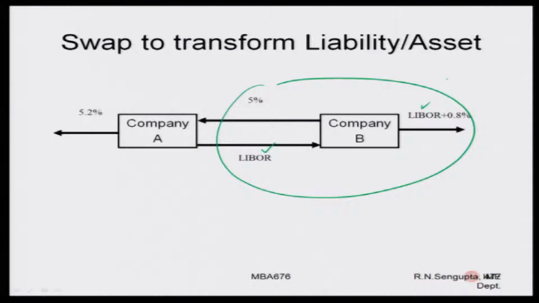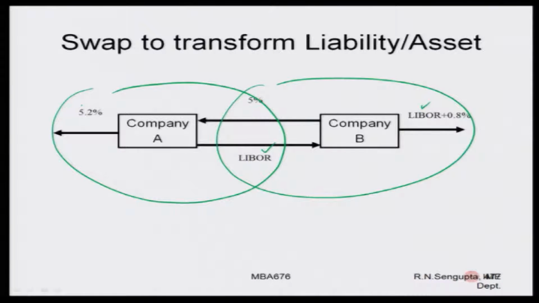Now, what about A? If you compare the overall transaction, initially it was only getting 5%. Now, if you consider the LIBOR and the 5%, it is basically now converting its position from a fixed to a floating, because LIBOR is already there. LIBOR plus 0.2%, which is also going out. So, obviously company A would be paying LIBOR plus 0.2 and company B would be paying 5 plus 0.8, which is fixed in the case of company B.